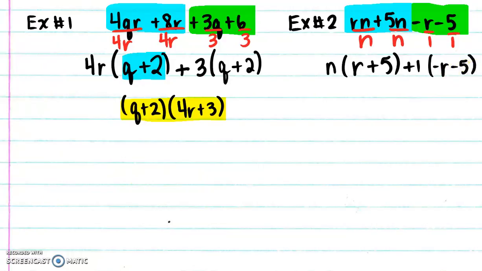My problem here is this length doesn't match this length. However, r and negative r are opposites. 5 and negative 5 are opposites. All I would have to do would be to change both of those signs. And remember, changing a sign is nothing more than multiplying or dividing by negative 1.